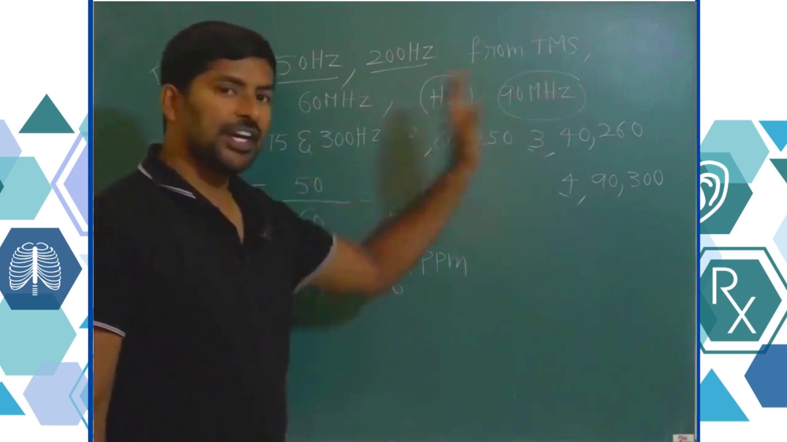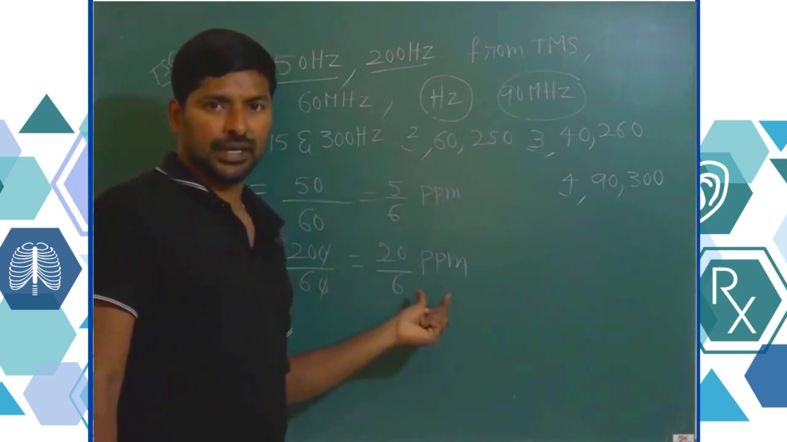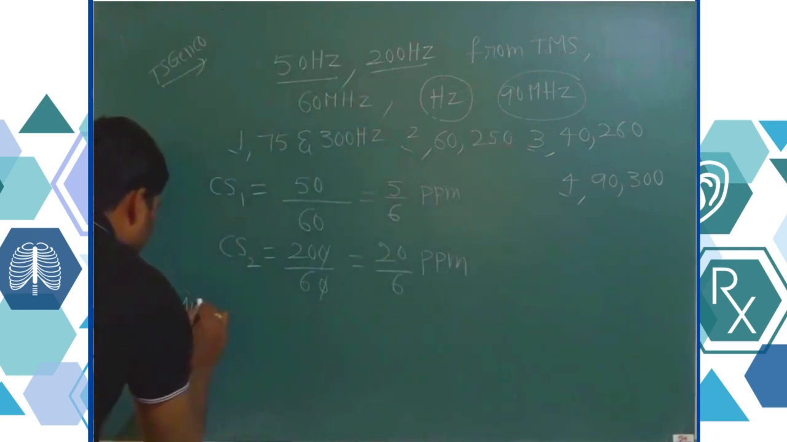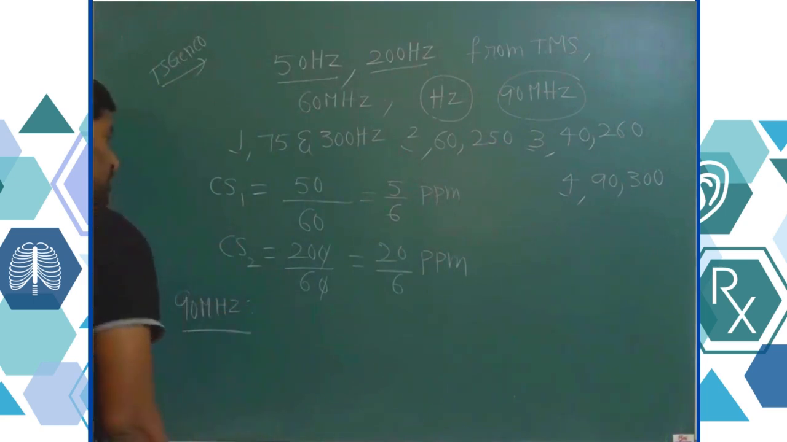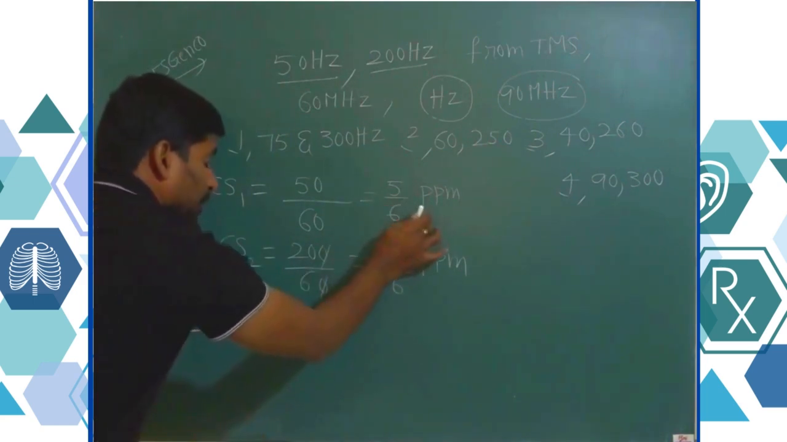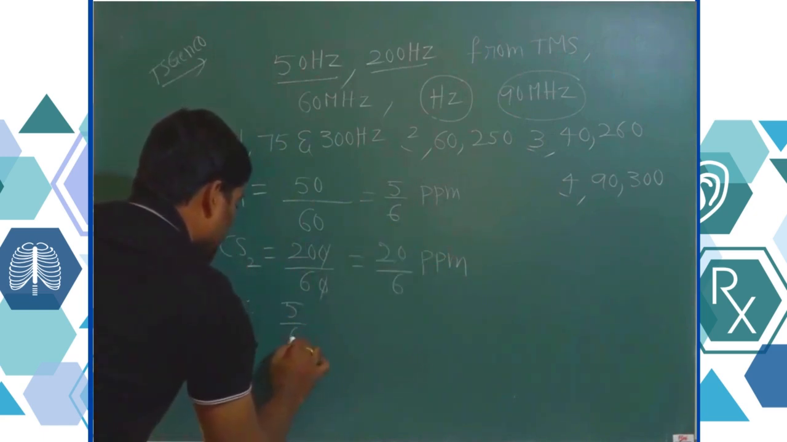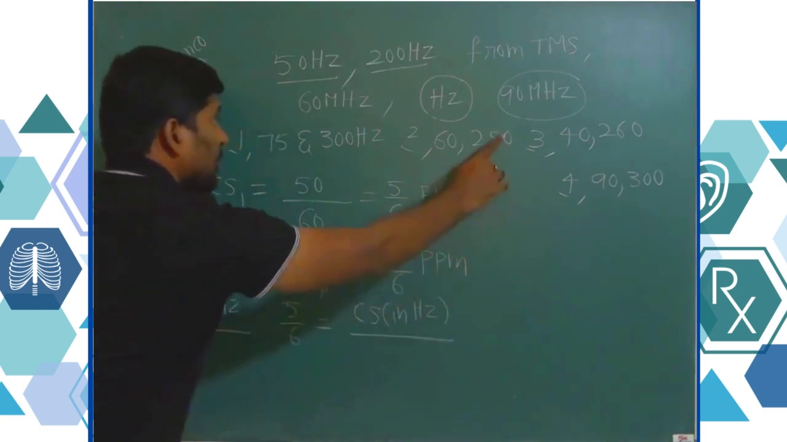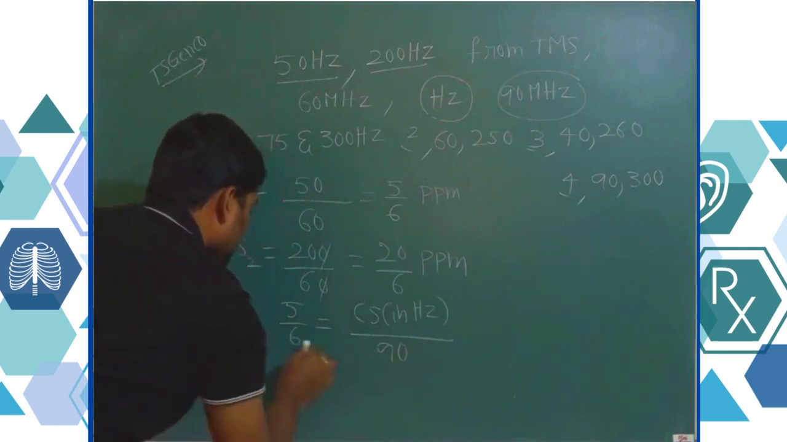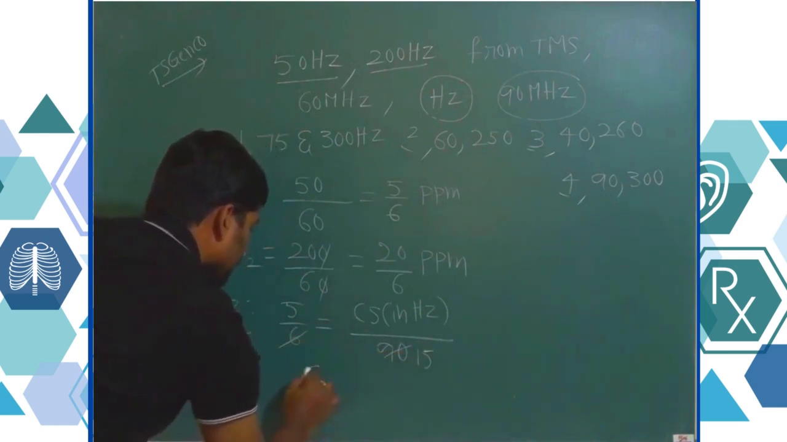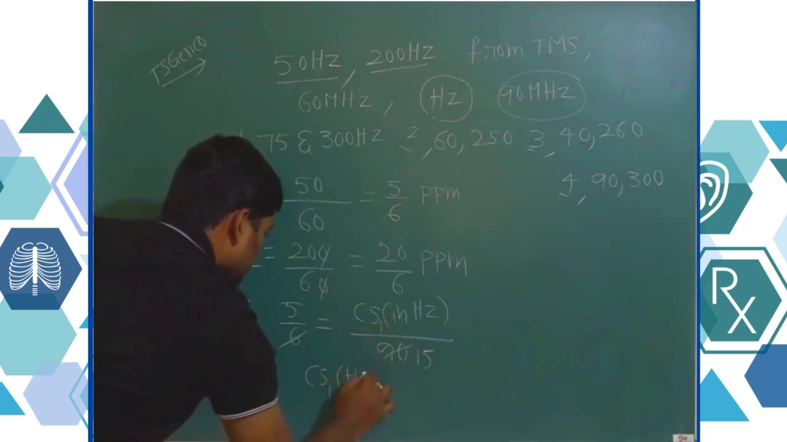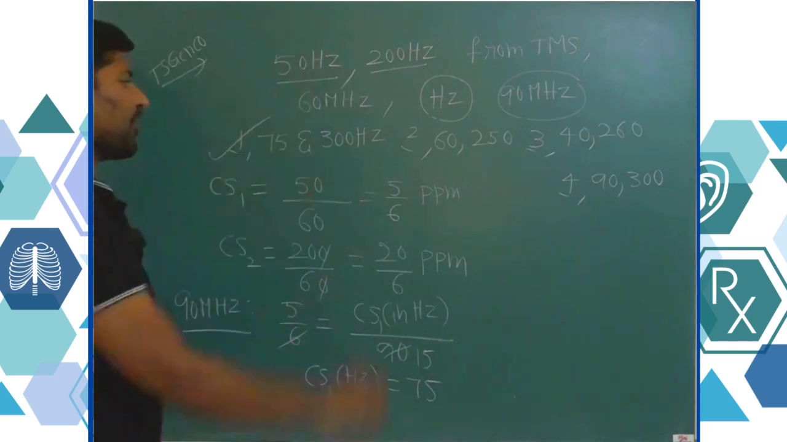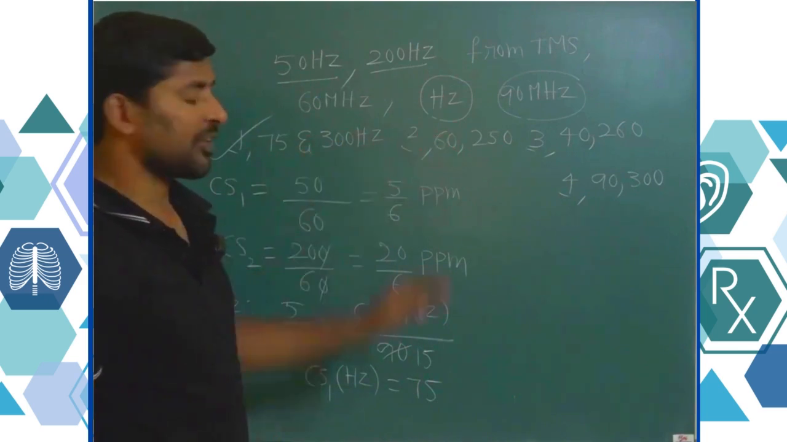And now on the 90 megahertz instrument we will get the same chemical shift in ppm. So if you apply on the 90 megahertz instrument for the first proton, chemical shift in ppm is 5 by 6. That is equal to chemical shift in hertz, which we want to calculate, divided by instrument frequency, again 90 megahertz. So 15 times gets cancelled. Chemical shift of the first proton in hertz: 15 into 5, 75. 75 is given only in the first option.